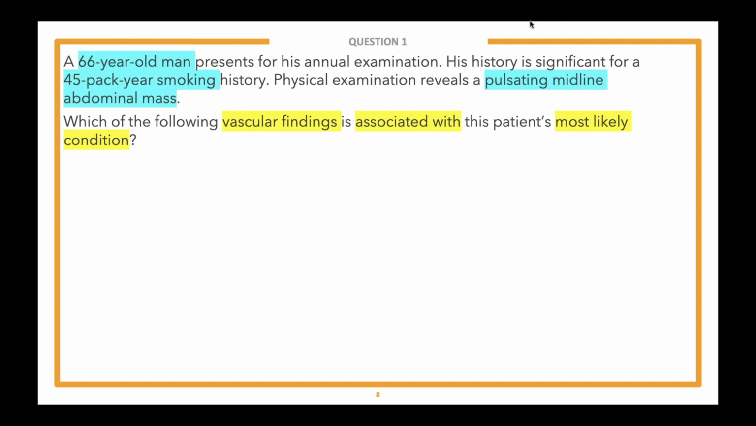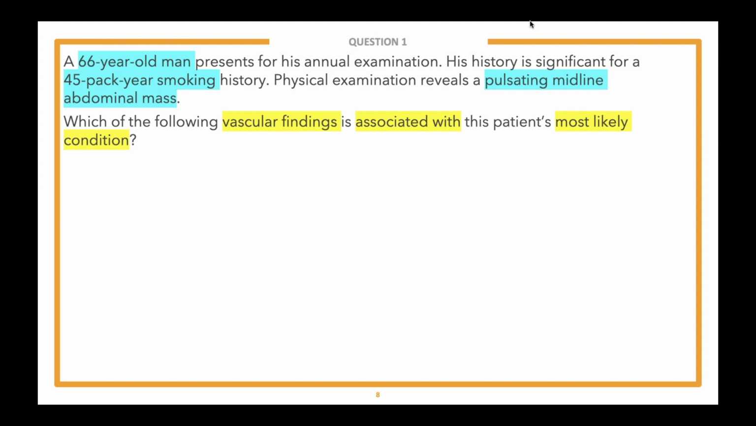And as you can see here, this is a little bit of a shorter clinical vignette. And maybe that's the trend that we'll be going. We'll see a little bit here about his smoking history, and then they just give us one physical exam finding. So that's obviously going to be important. Now, the lead-in is asking us specifically for a vascular finding associated with the most likely condition.